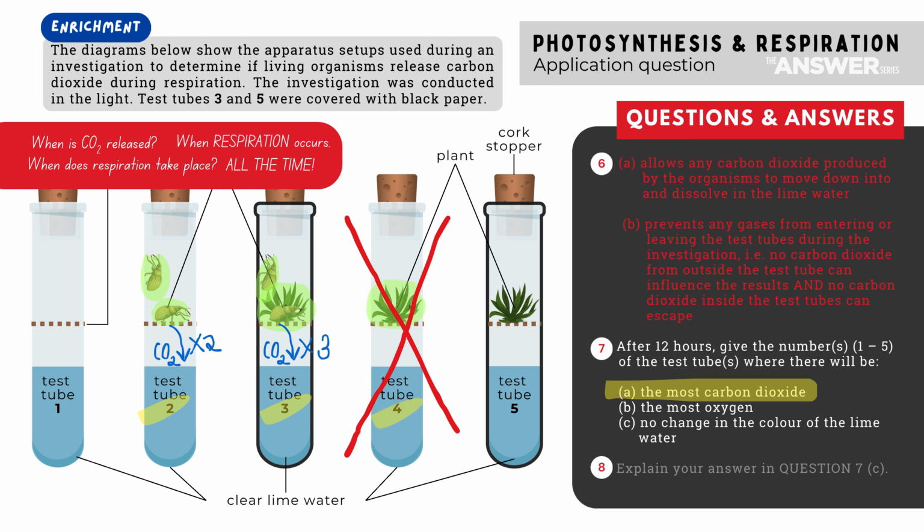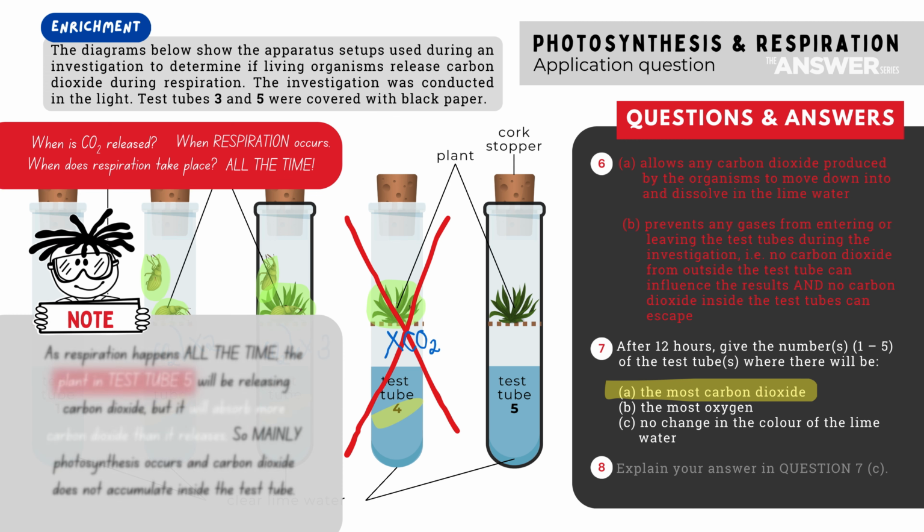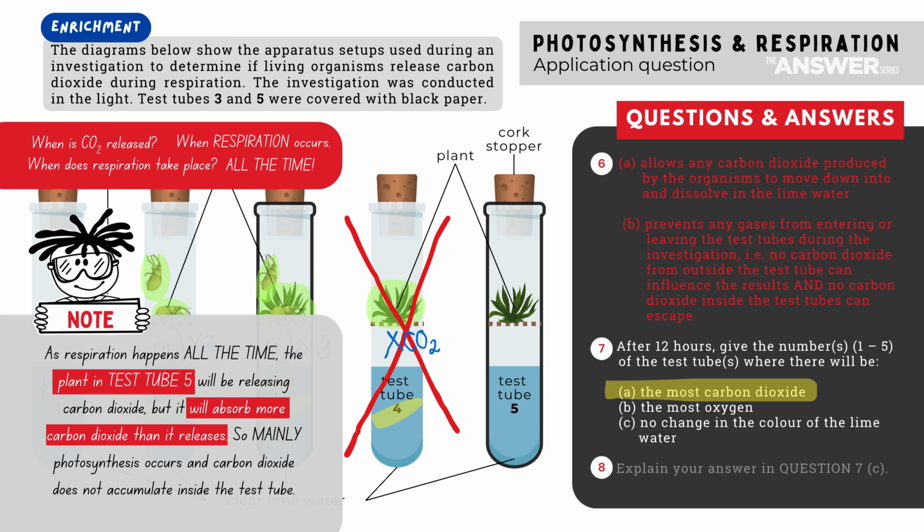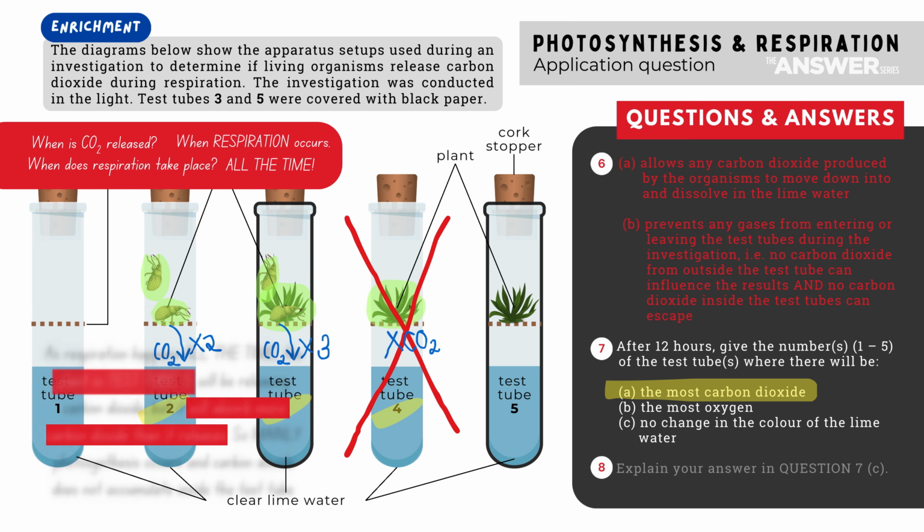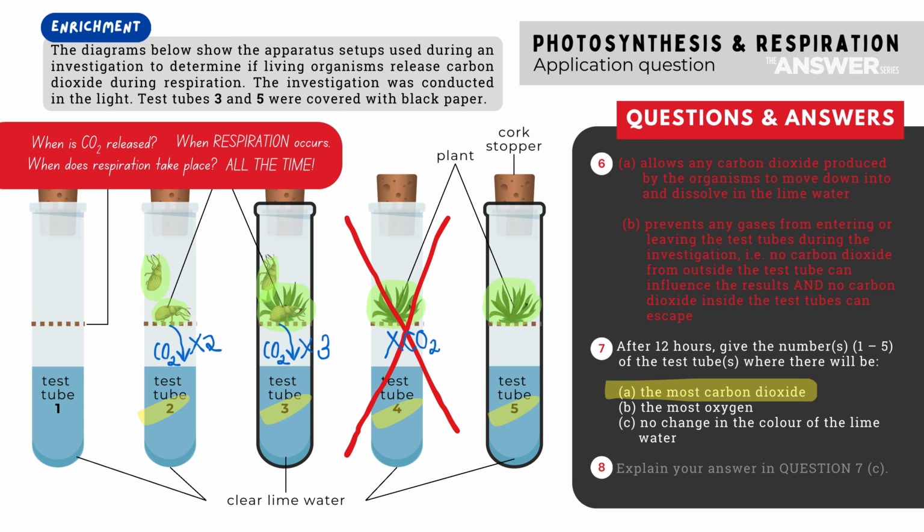Test tube 4 is definitely out of our options. The plant will not be releasing carbon dioxide because the test tube is exposed to light, and therefore the plant will be performing mainly photosynthesis and actually absorbing the majority of the carbon dioxide. Test tube 5 is covered with a black paper, and the plant inside it will therefore not be photosynthesizing but performing respiration, and it will be releasing carbon dioxide equivalent to 1 plant. So if we then look at which test tube releases the most carbon dioxide, that will be test tube 3, which has 3 living organisms in it.